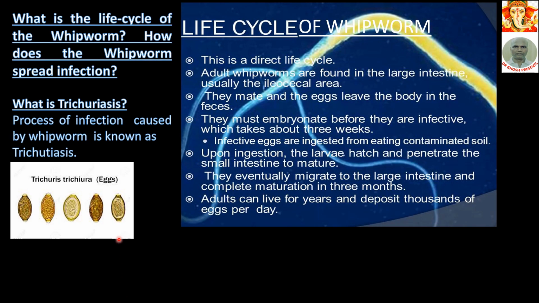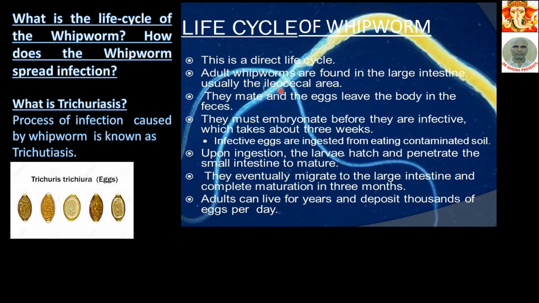What is the life cycle of the whipworm? How does the whipworm spread infection? What is trichuriasis? Life cycle of whipworm. This is a direct life cycle. Adult whipworms are found in the large intestine, usually in the ileocecal area.